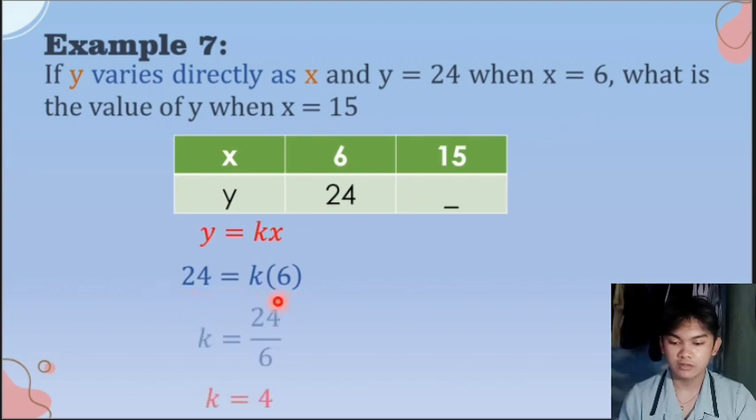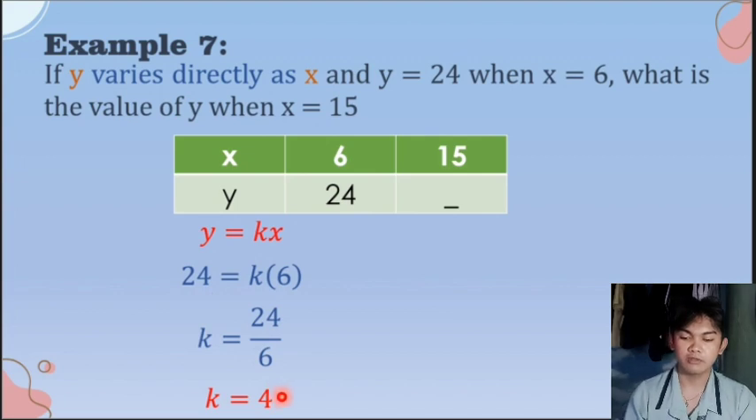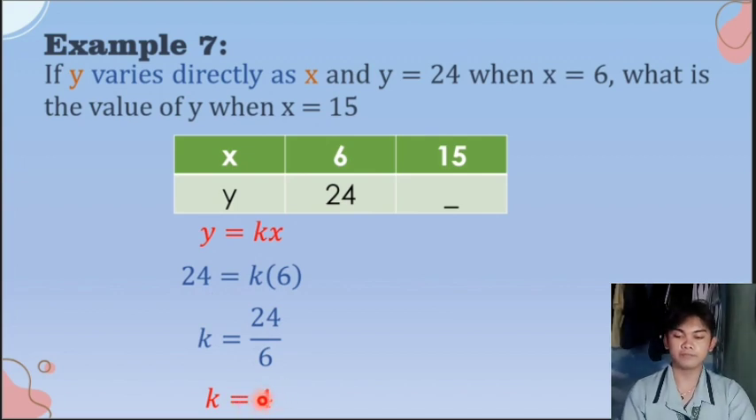To eliminate the 6 beside k, we have to divide both sides by 6. So cancel the 6 here. So 24 divided by 6 is 4. So we have the value for k, which is 4. Then since we have the value for k, or the constant, we can substitute the value of k here, so y is equal to 4x.